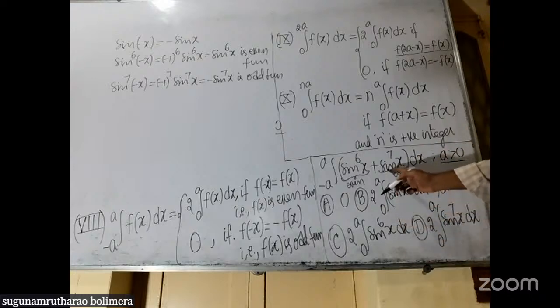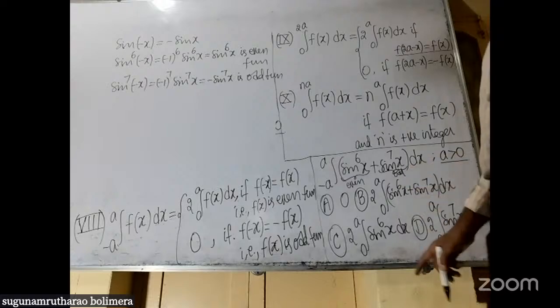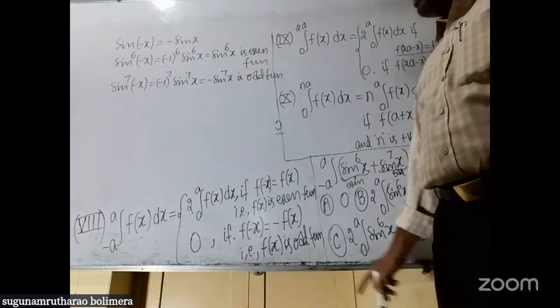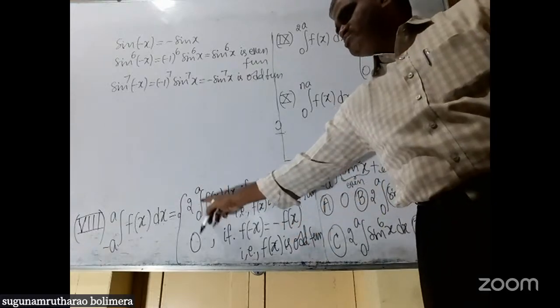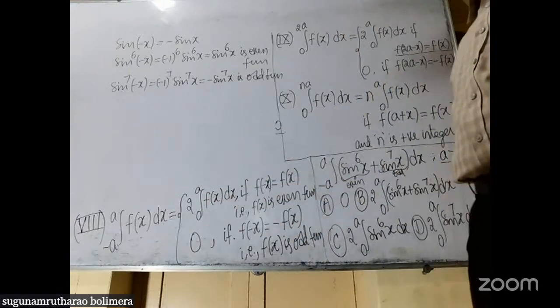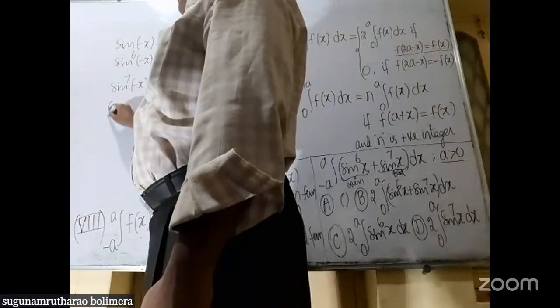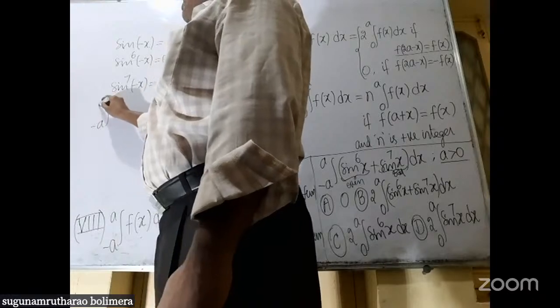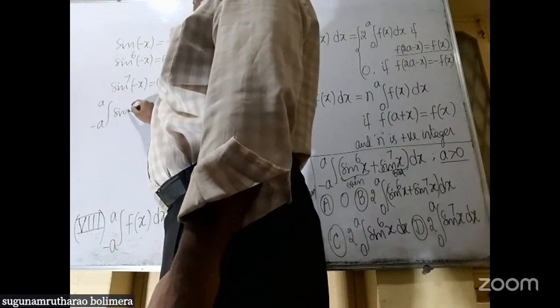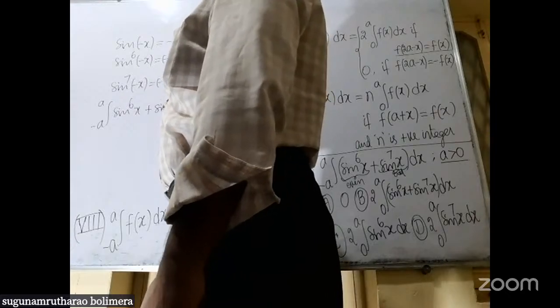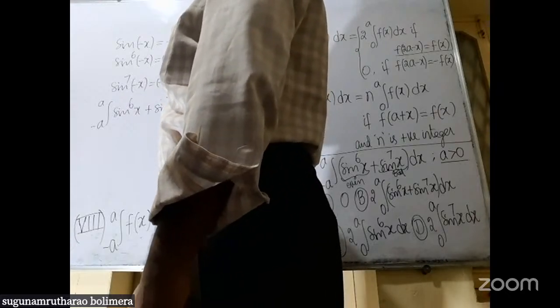For an odd function, that value will be 0. If it is even, that value will be 2 times the integral from 0 to a of f(x) dx. So you can find this value. Now, the integral from minus a to a of sine power 6x plus sine power 7x dx.